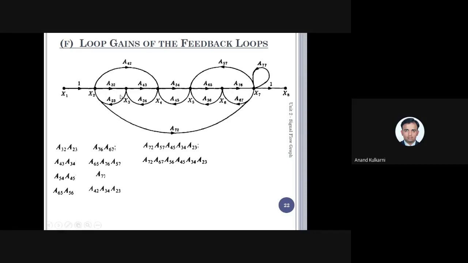So transmittance of this: A32, A23, A43, A34, A54, A45, A65, A56, A76, A67, A77 was one. Then here was one more, that is A43, A34, A23. And then A72, A67, A56, A45, A34, A23. Then one more was A72, A57, A45, A34, A23. Wherever the loops we had seen, whatever transmittances are there, you only go on multiplying. That is the loop gains.